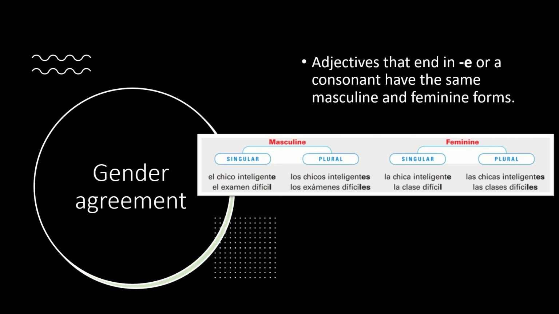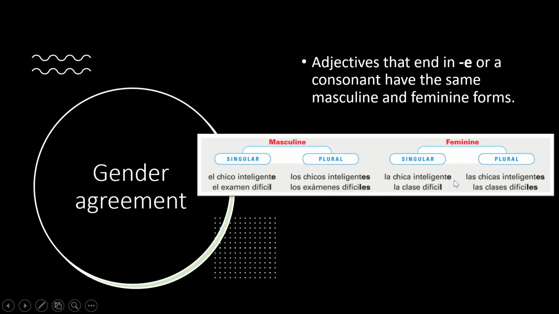If we have an adjective that ends in E or a different consonant, then we are going to have the same masculine and feminine forms. So that means that we only have to worry about two versions of this adjective. An example of this would be the adjective inteligente, which means intelligent or smart. So if we want to say the boy is intelligent or the intelligent boy, we would just say el chico inteligente. But then if we want to talk about a female that's intelligent, we say la chica inteligente.